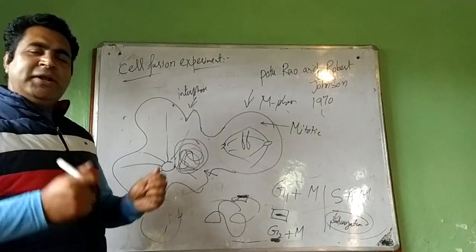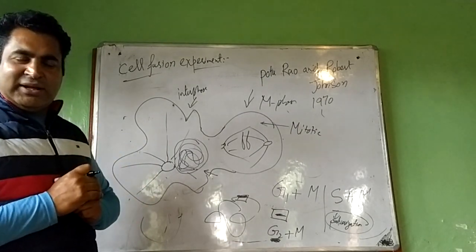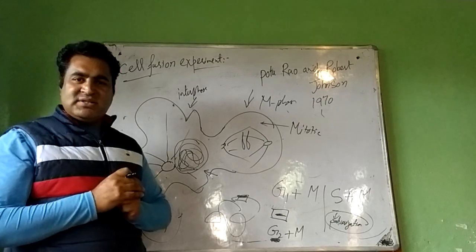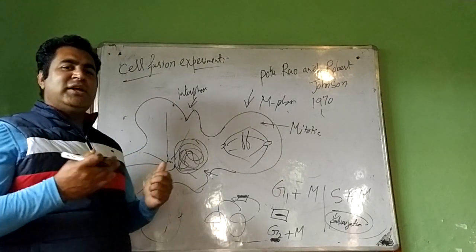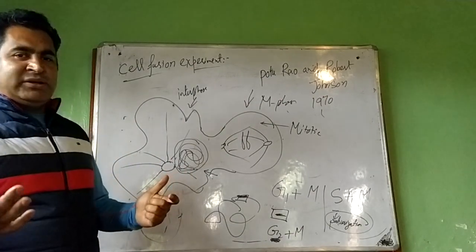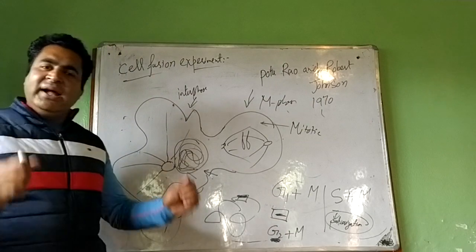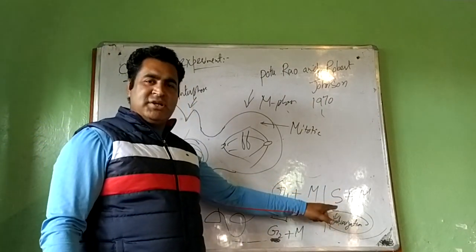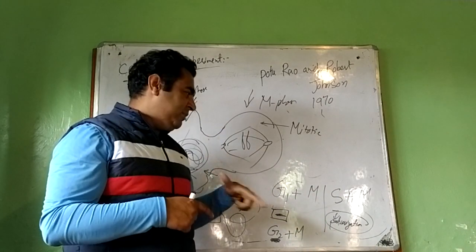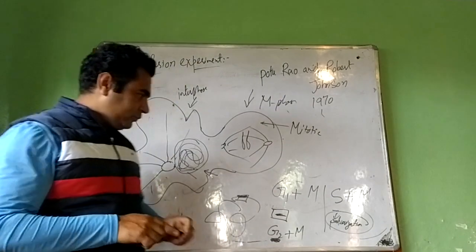So if it goes into premature compaction, that will be dangerous for the organism, because it can cause aneuploidy, it can cause abnormalities, it can lead to uncontrolled cell division. So there is one surveillance mechanism that promotes the degradation of the DNA if S phase DNA is prematurely compacted by the cytoplasmic factor from the mitotic cell.